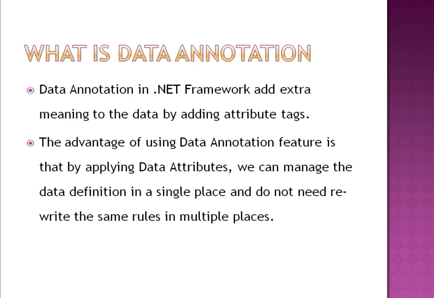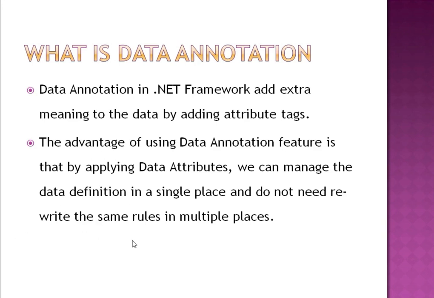Attributes are nothing but classes, but whenever you want to apply an attribute, you generally enclose it in square brackets and then put it on your class name, property name or method name. So this data annotation basically adds extra meaning to your data. The advantage of using the data annotation feature is that by applying data attributes, we can manage the data definition in a single place and do not need to rewrite the same rule in multiple places.